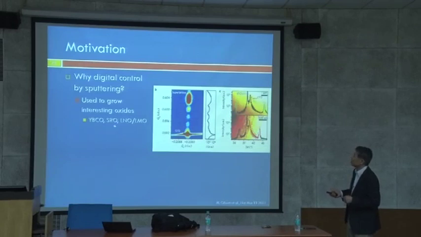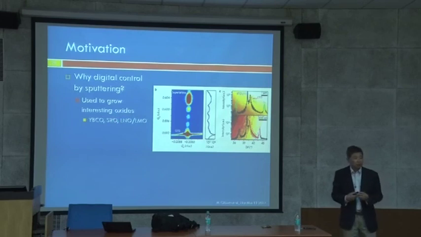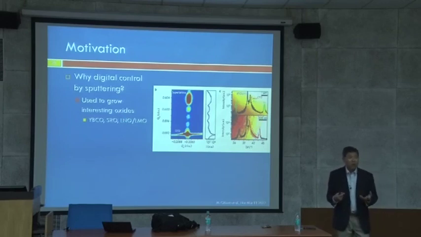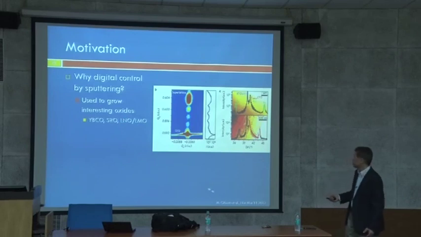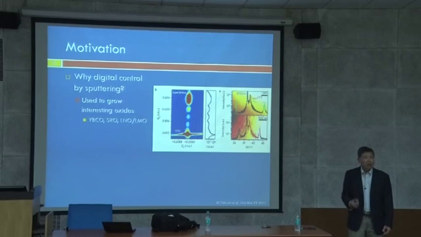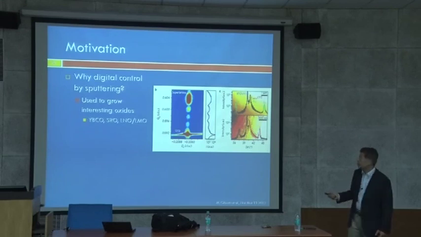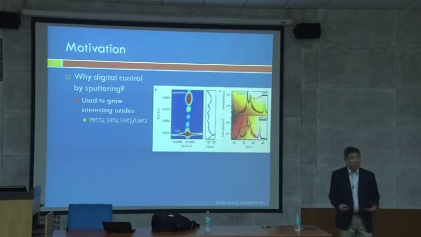With interesting oxides, you can grow yttrium-bearing copper oxide, strontium ruthenate, and one of the best superlattices was grown by Jean-Marc Triscone's group at the University of Geneva. This was lanthanum nickelate, lanthanum manganate. The 1-1-1 orientation has exchange bias, but 1-0-0 doesn't. This was published in Nature Materials in 2012. They used sputtering for superlattices, and you can see the superlattice reflections and a very uniform, smooth, atomically flat surface, grown by sputtering.